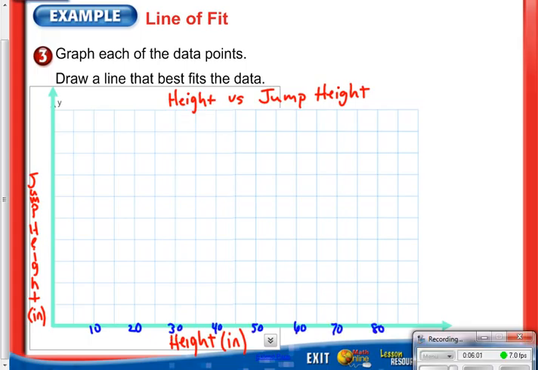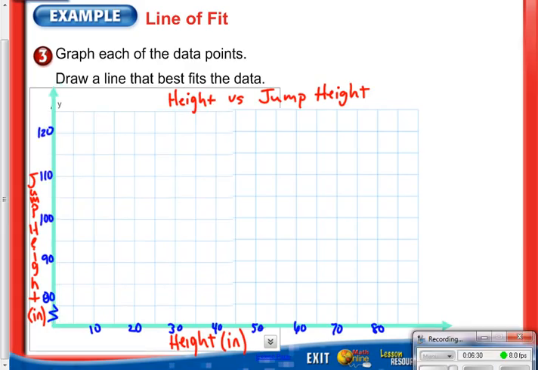On my jump height, what I'm going to use is called a broken line. That's basically telling you that I am not going to start at 0 here. So here's my broken line, and I'm not going to start at 0. My lowest value is 83, so I'm going to go ahead and start at 80, and do the same thing and go up by intervals of 5, so I can get up to the highest point on my graph.